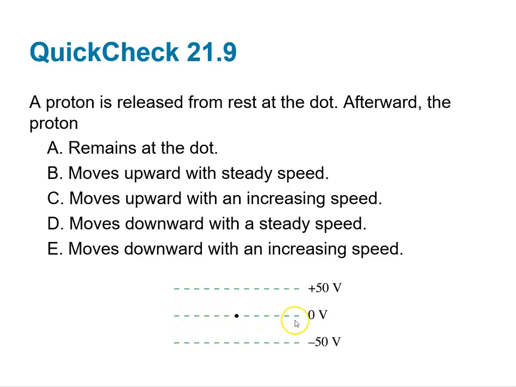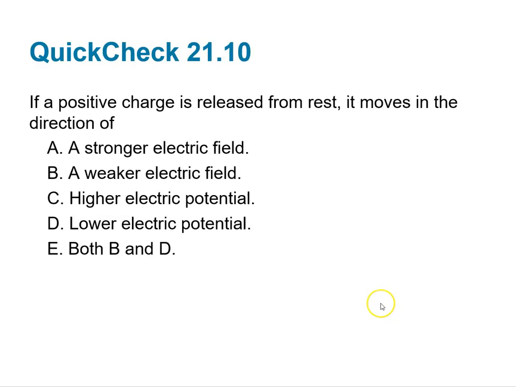Think of this as being a hill, and you're dropping a book from the top of the hill. Its velocity is going to increase until it hits the ground, and its potential energy will decrease. If a positive charge is released from rest, it's going to move toward the lower electric potential. So it's going to move in the direction of the lower electric potential, which is D.